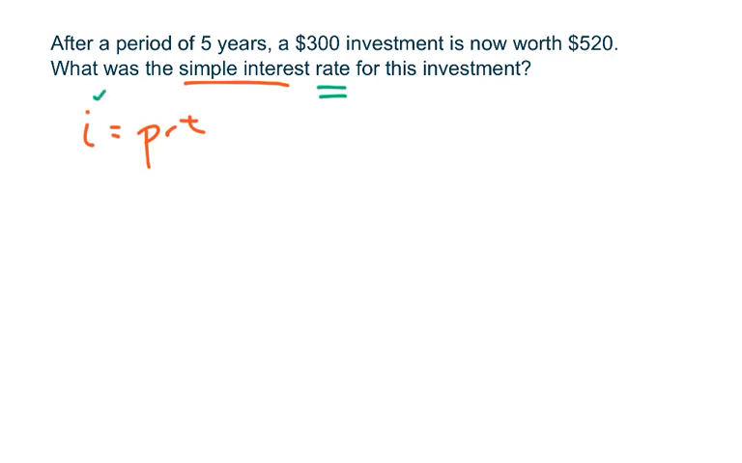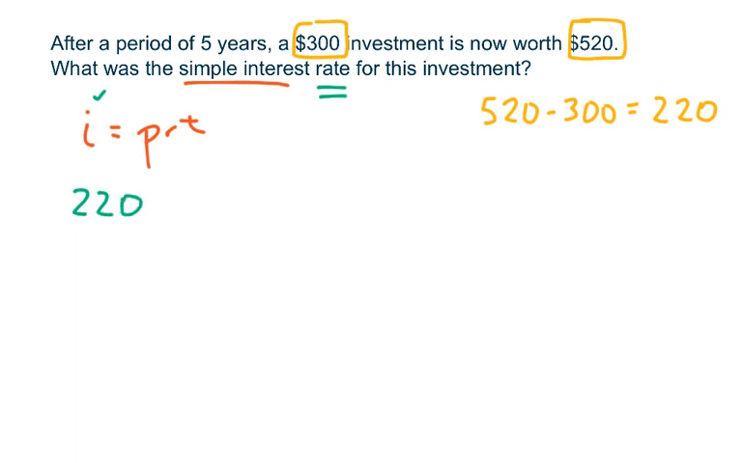So let's see here. We've got to plug in for I, the amount of interest that was earned. As I look over the problem, that wasn't given to me. I am told that it was a $300 investment, and it's now worth $520. So I'm going to have to do a little bit of subtraction, 520 minus 300, and find out that the amount of interest that was earned here was $220. Now I know the amount of interest that was earned, and I can plug that into my formula.